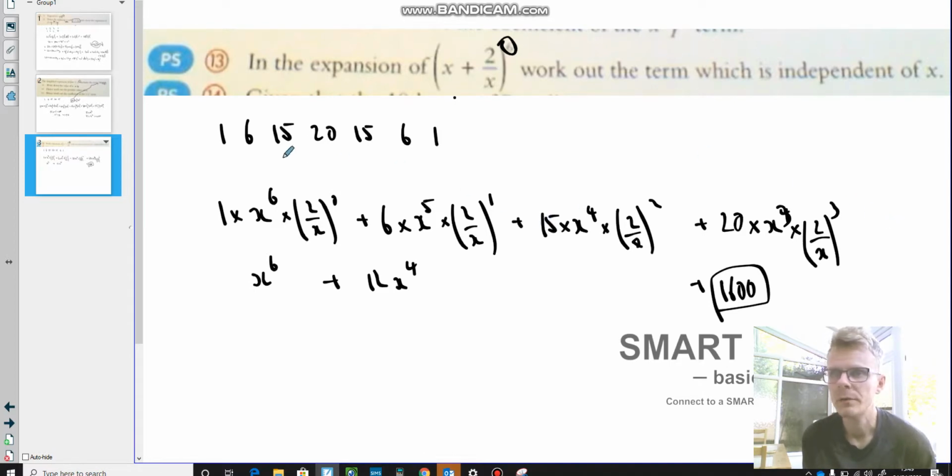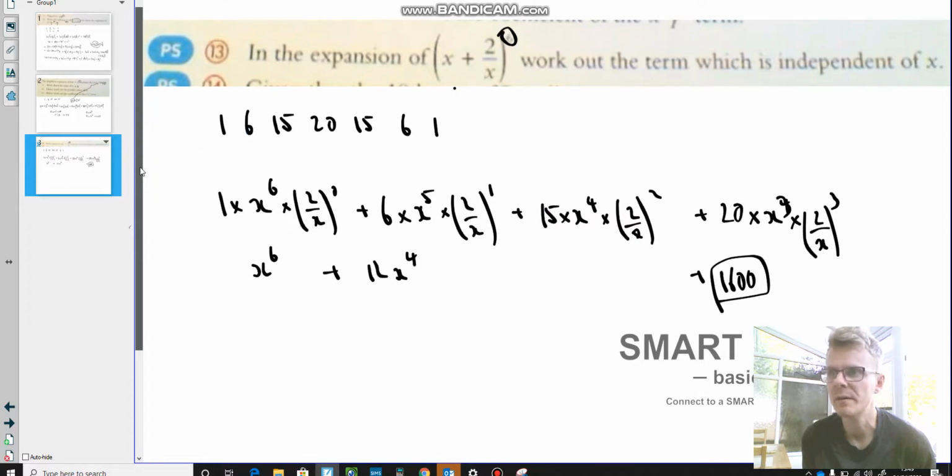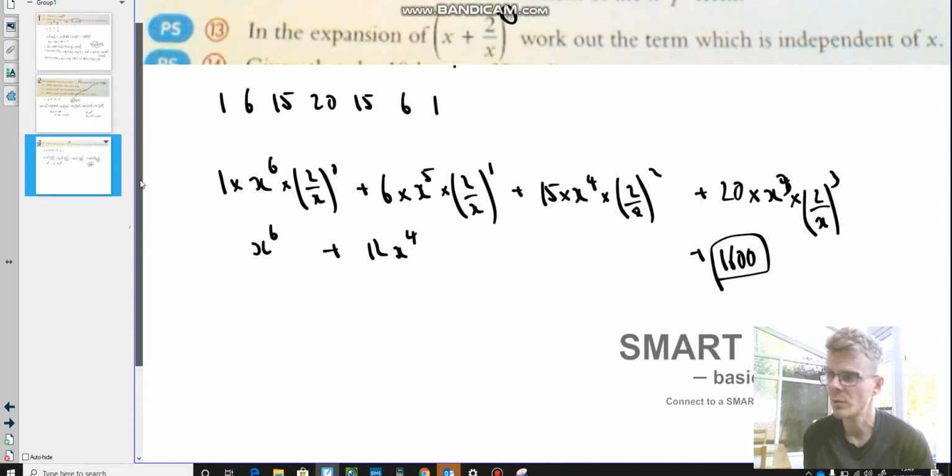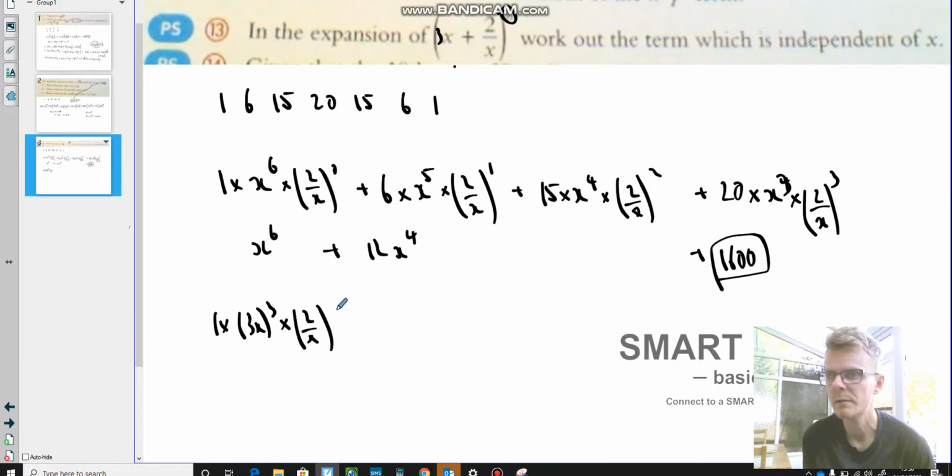Now, Amelie asked if we could do something similar to question 9. This one is very similar to 9. So I'm going to change this question, deviate ever so slightly. What would you have if you had something like 3x plus 2 over x to the power of 6? Everywhere where you had x previously, you would just pop a bracket in and replace it with 3x. So we have 1 times 3x to the power of 6 times 2 over x to the power of 0, plus 6 times 3x to the power of 5 times 2 over x to the power of 1.